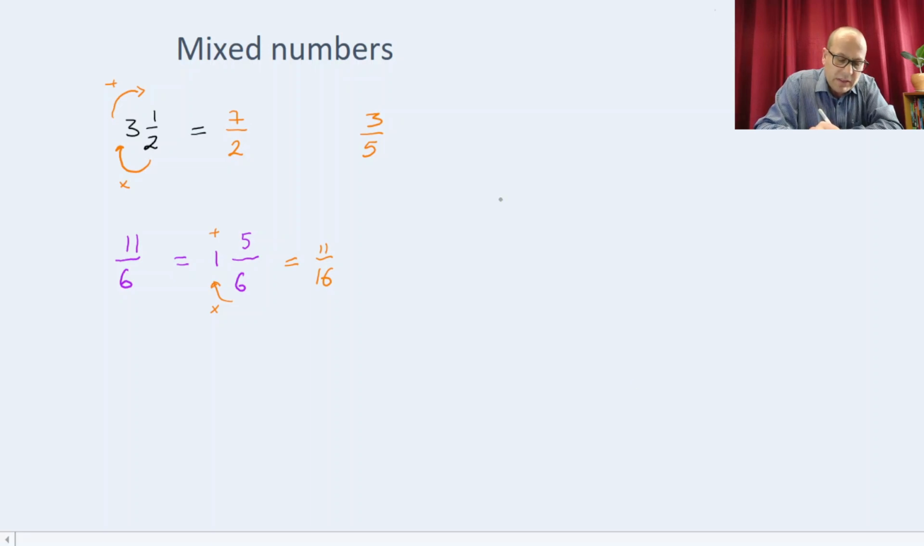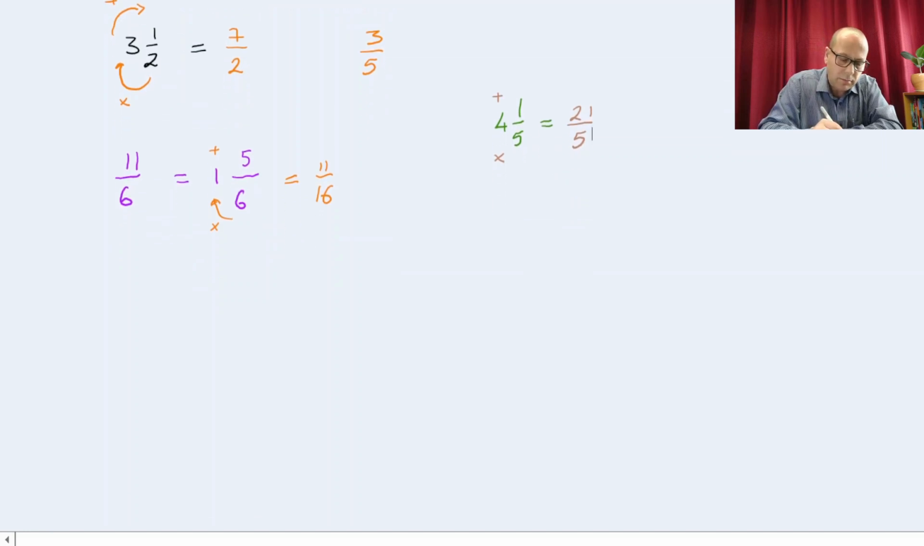Say if I have a mixed number 4 and a fifth. To change that one into a top-heavy fraction, we multiply here and add. So 4 times 5 is 20. Add 1 is 21 over 5. So that's a top-heavy fraction.